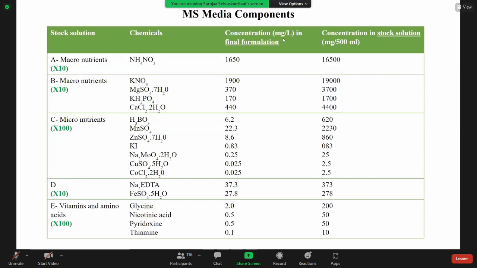Each and every time we can't measure these chemicals. If we want to prepare 1 liter of MS media today, we can't measure this amount of chemical and prepare 1 liter. It's a time consuming procedure. So what we do actually, to start the work, we prepare the stock solution and keep it in the refrigerator. Each and every time we take the stock solution and from that we prepare the media, right?